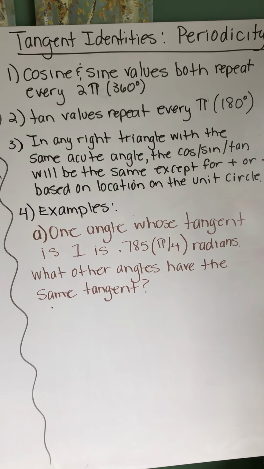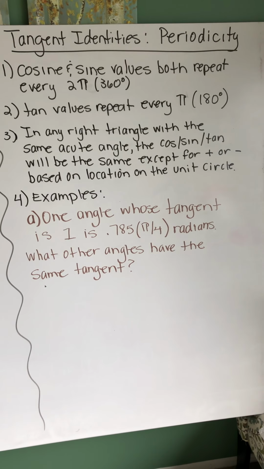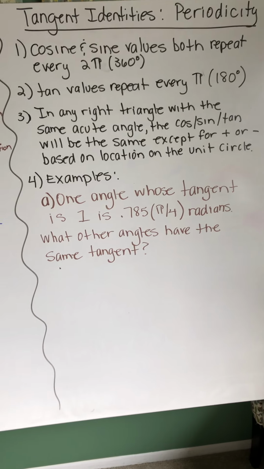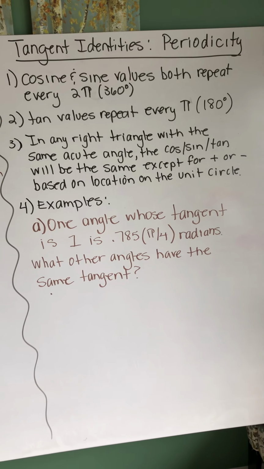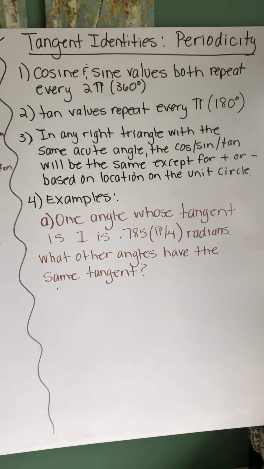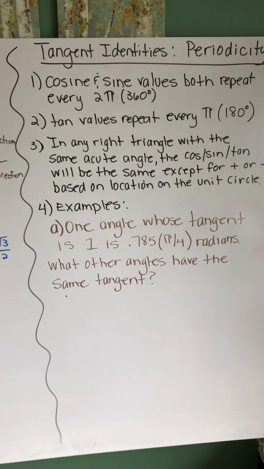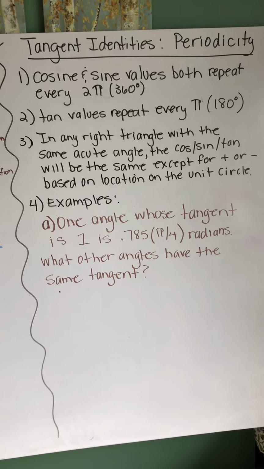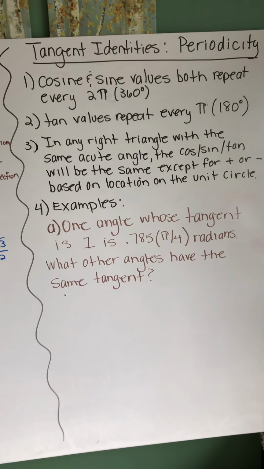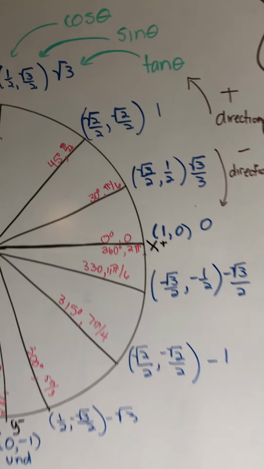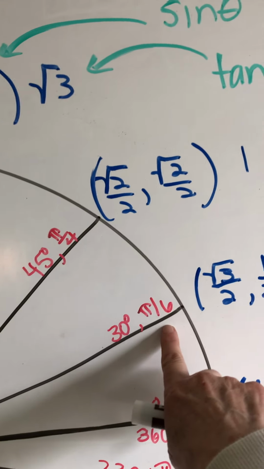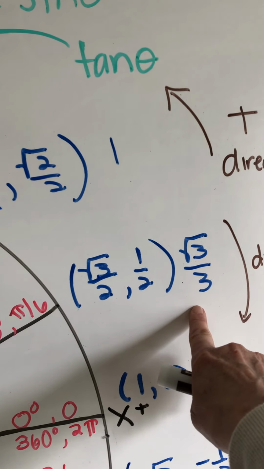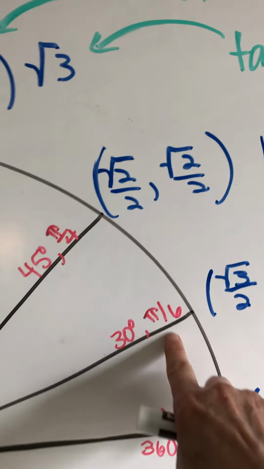Take a look at number 2. Tangent values repeat every pi, every 180. So if you started an angle measure on the unit circle and you swing 180 degrees, a half circle from that angle measure you're at, you will see the same tangent value. So let's just see if that's true. Let's start at pi over 6. Notice the tangent is the square root of 3 over 3 there. Okay, I'm going to start at pi over 6.